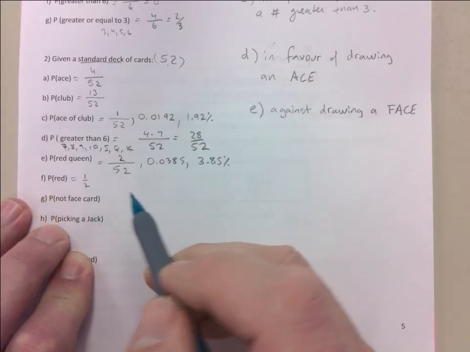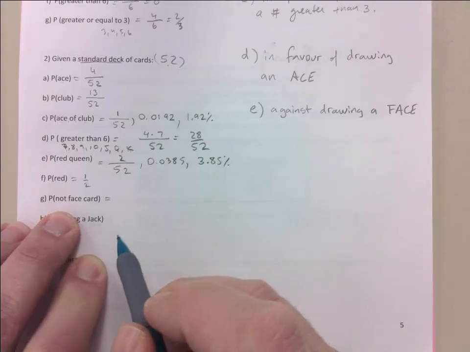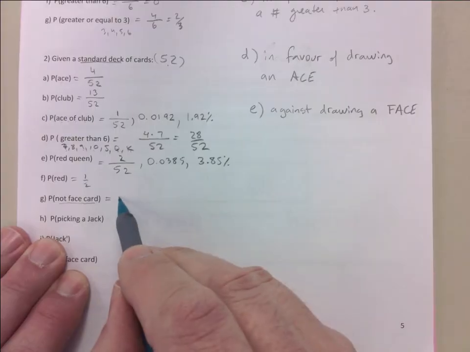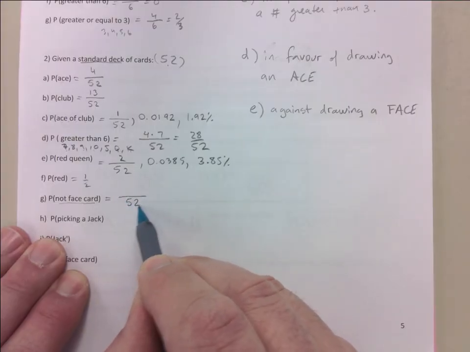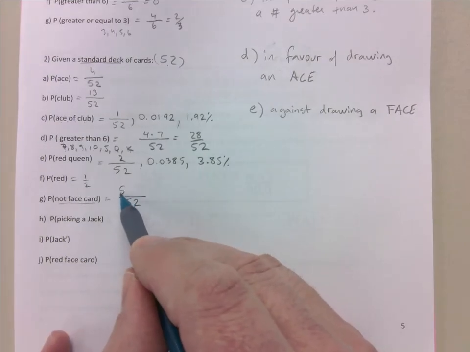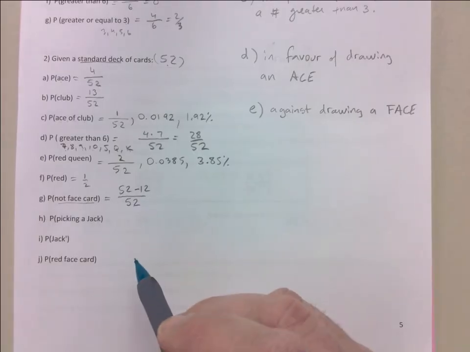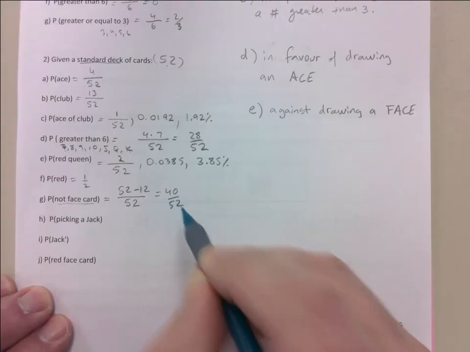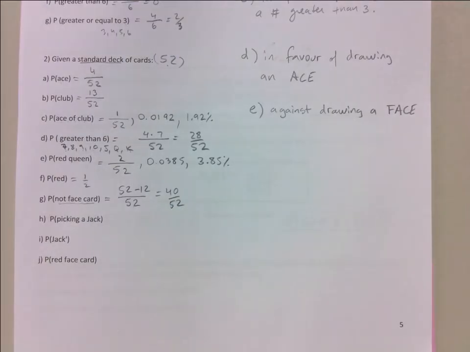26 out of 52. Not face, okay, here you have to be careful. What is that saying? Not face. So this is what I do. I know it's out of 52, right? I'm going to go 52 minus the 12 face cards. That's 40 out of 52. That's what when it's not, I focus on the event, I subtract it from the total.